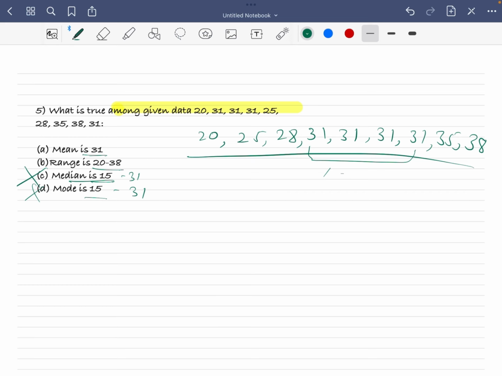But how is the issue between these two, mean or range? We can say the range is between 20 to 38. It is correct. What about the mean? Is the mean 31? No, the mean is not 31. You can even calculate. So the answer is B. Range is very easy: just the first number and the last number. That is your range.